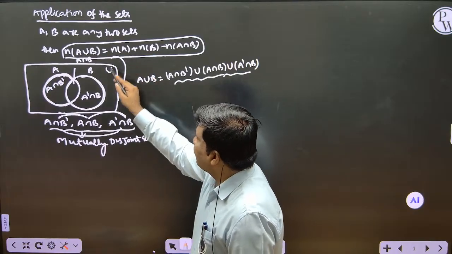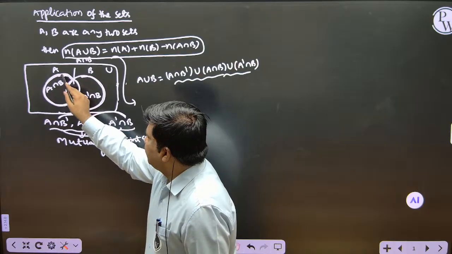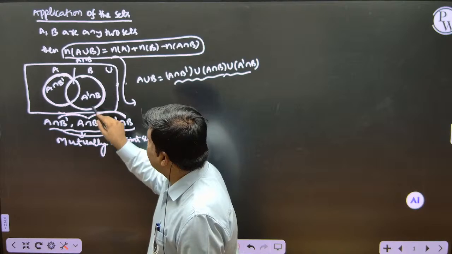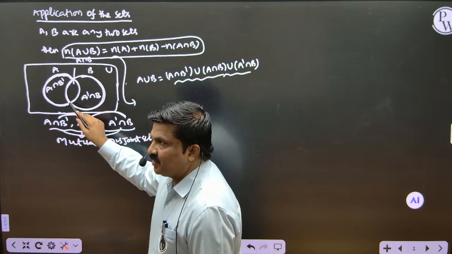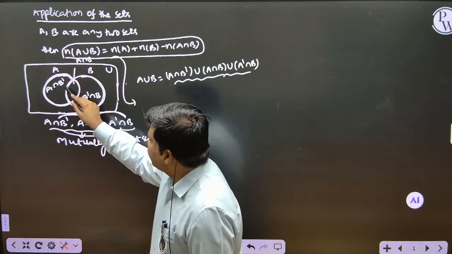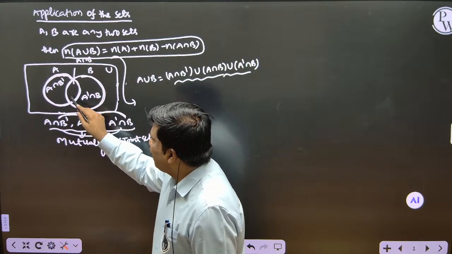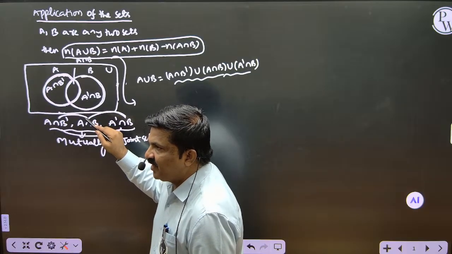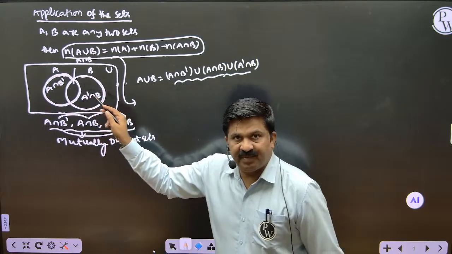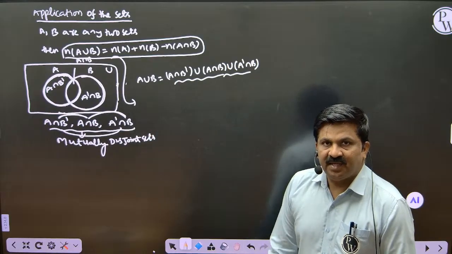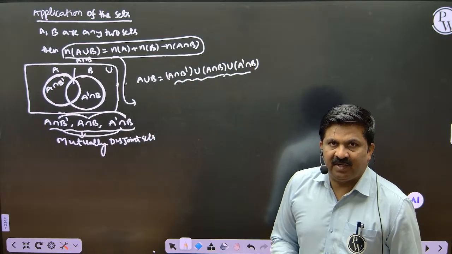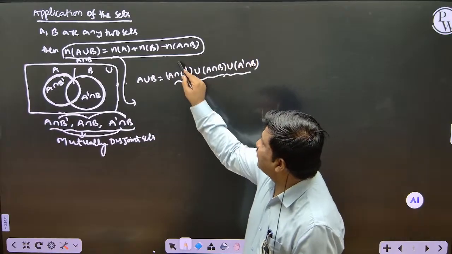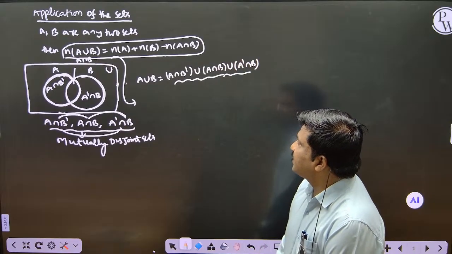Why? n of A means this part plus this part, and n of B means this part plus again this part. Now, A intersection B is added how many times here? Two times. But actually we want to add it only one time. We added it two times, that's why one time I am deleting it, that is n of A intersection B.